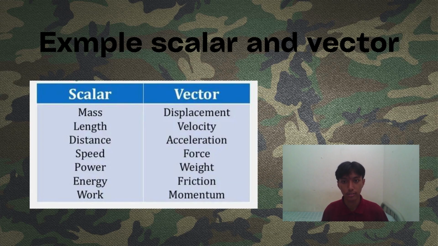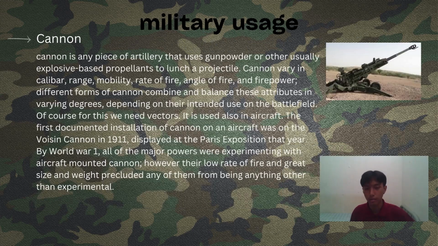Examples of scalar and vector. Examples of scalars: mass, length, distance, speed, power, energy, and work. However, for vectors: displacement, velocity, acceleration, force, weight, friction, and momentum.